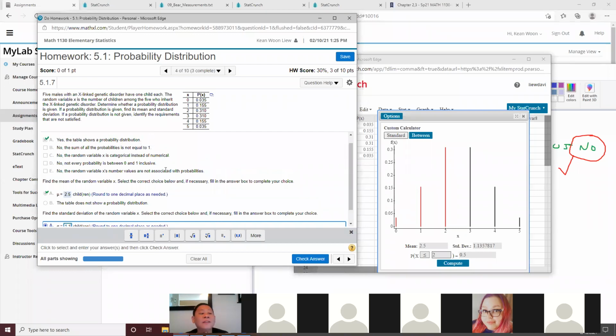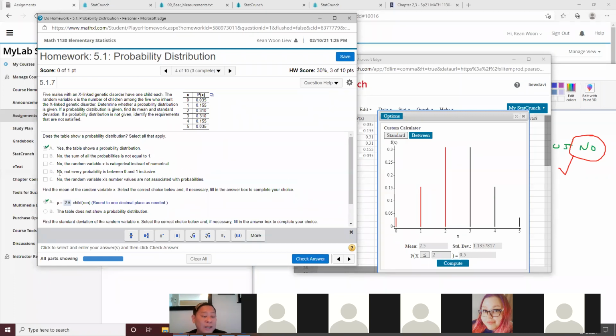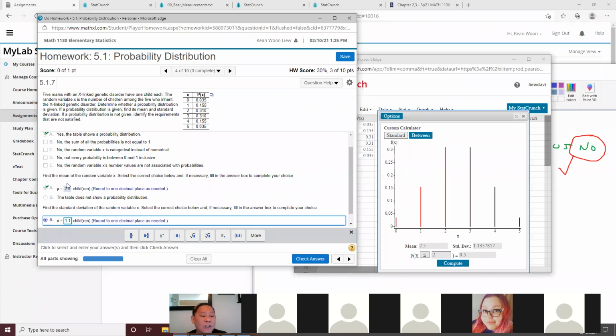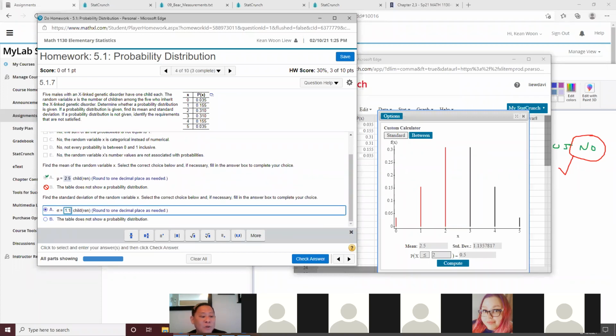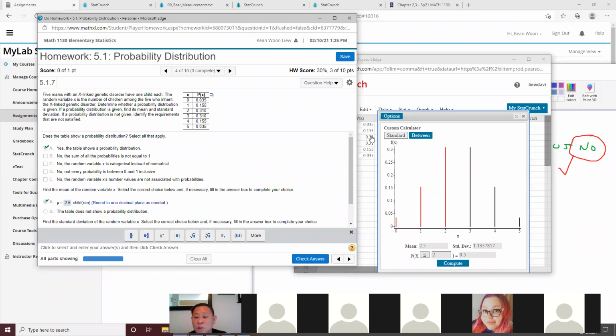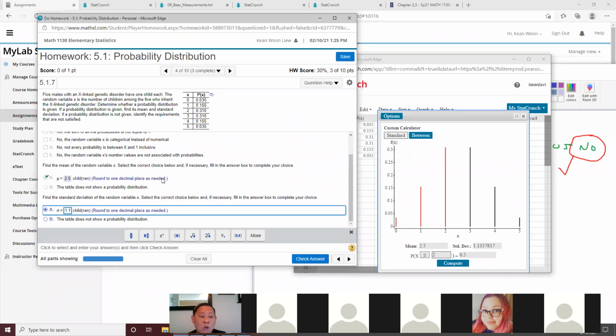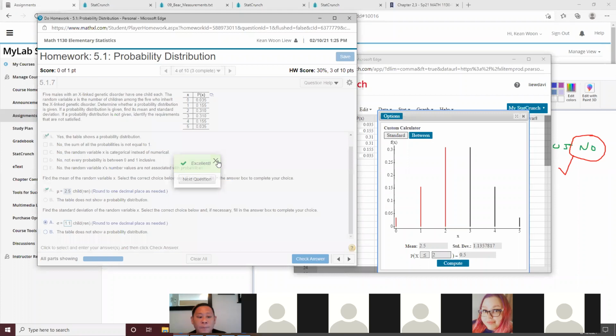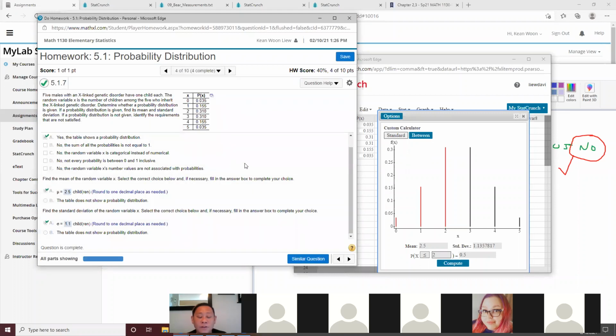Now, what happens if this is not a probability distribution? If you answer no in question A, the first part, then for mean and standard deviation you just answer B, because you cannot find them. This is not a probability distribution, so you do not need to do all this work. You just say no for mean and no for standard deviation. You guys clear with me? You guys have any questions for me?